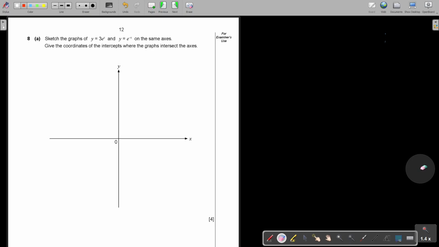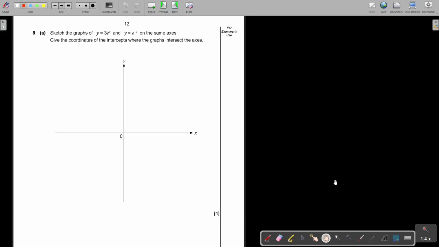Mathematics, Advanced Subsidiary Level, Paper 2, 2024, Part 5. Question number 8. Sketch the graphs of y equals 3e to the power of x and y is equal to e to the power of negative x on the same axis. Give the coordinates of the intercepts where the graphs intersect the axis.